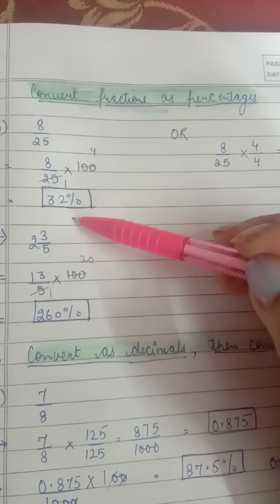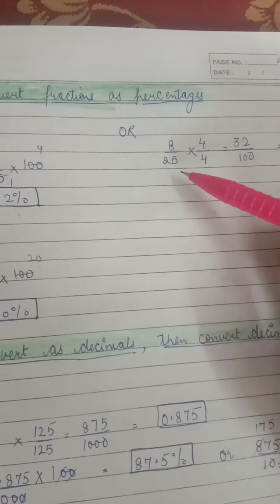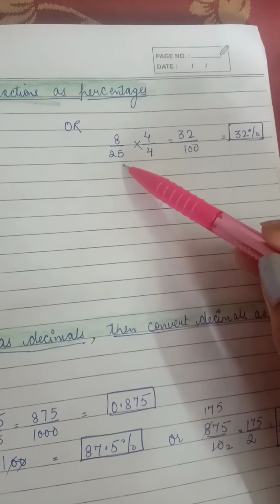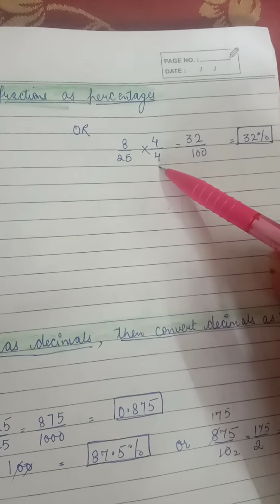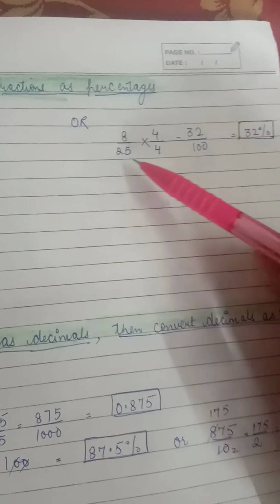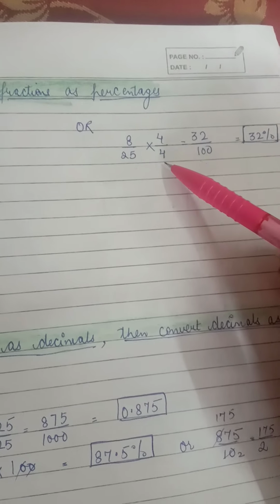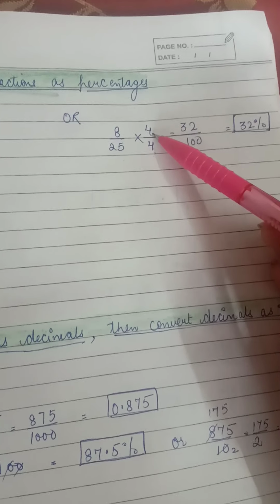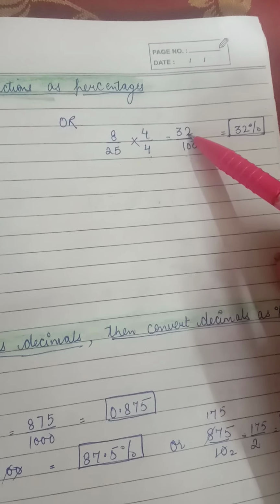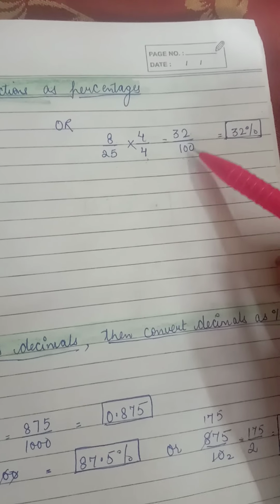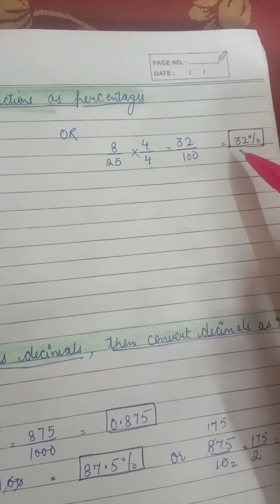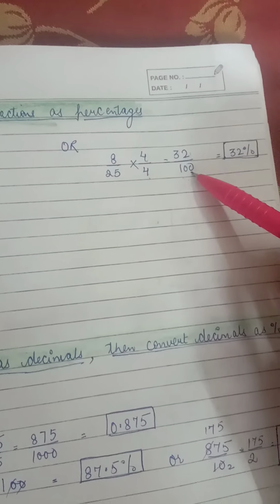There is one more way of doing the same question. What you can do here is try to convert your denominator to a power of 10. That means 25 multiplied by what number will give you a power of 10. So 25 into 4 gives you 100. If you are multiplying denominator by 4, you have to multiply numerator also by the same number. 8 into 4 is 32. So you get 32 upon 100. Any number which has 100 as the denominator, the numerator value is the percentage. So 32 upon 100 means 32%.